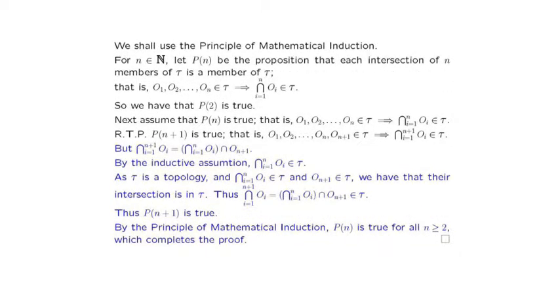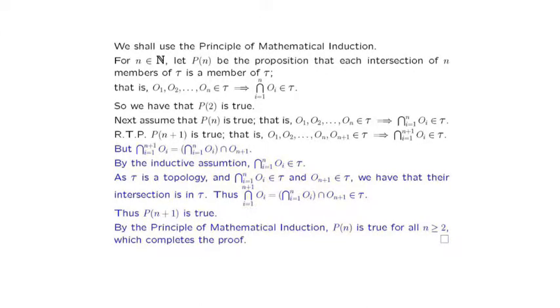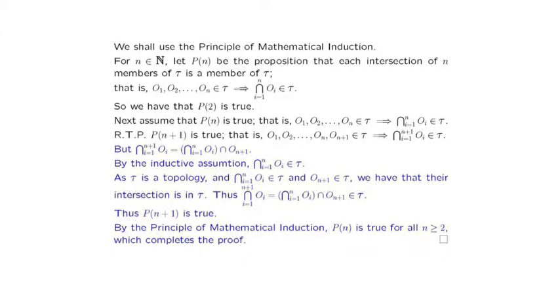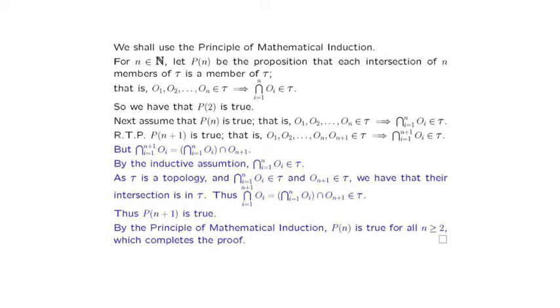But the intersection from i equals 1 to n+1 of Oi is in fact the intersection of the first n terms with the last term. In other words, it's the intersection i equals 1 to n of Oi intersect On+1. But our inductive assumption, that is what we assumed, was that the intersection from i equals 1 to n of Oi is in τ.